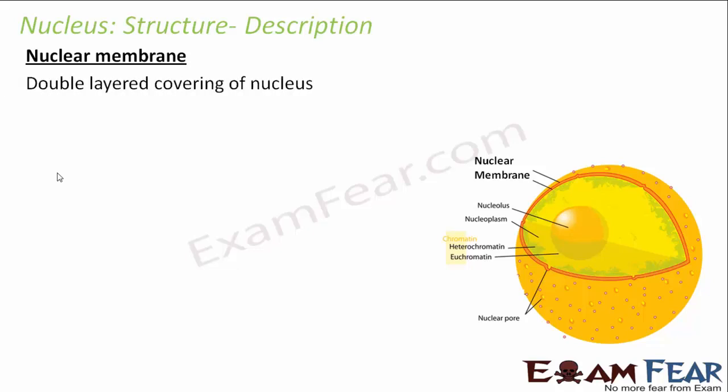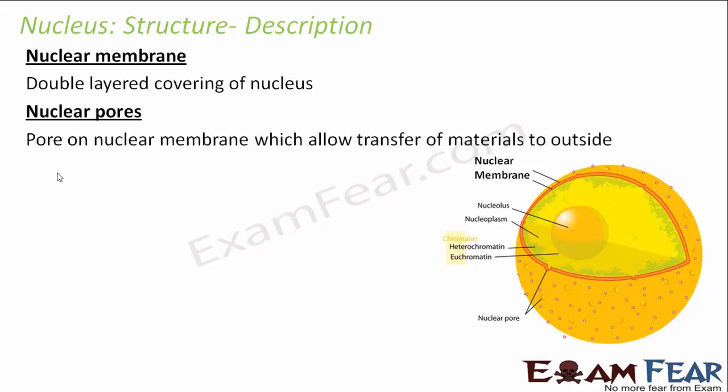When I say nuclear membrane, what is it? It is a double layered covering of the nucleus. Again, what is its purpose? To ensure protection of the nucleus. Absolutely. Then we have nuclear pores. Now, why do we have small pores on the nuclear membrane? What is the purpose of having pores on the nuclear membrane?